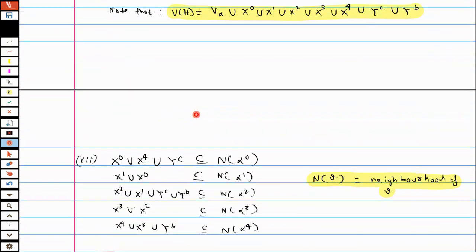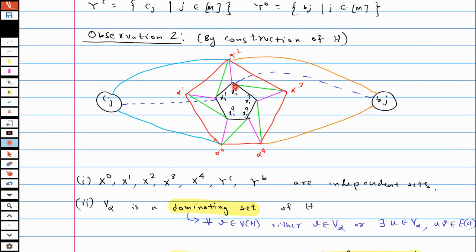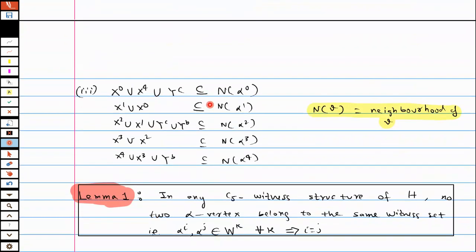Okay. And similarly, you can see that alpha 1 is adjacent to x1 and x0 because of the construction. Alpha 1 is adjacent to x1 and x0, right? And similarly, we can see all these things. So all these things follow from the construction only, right?